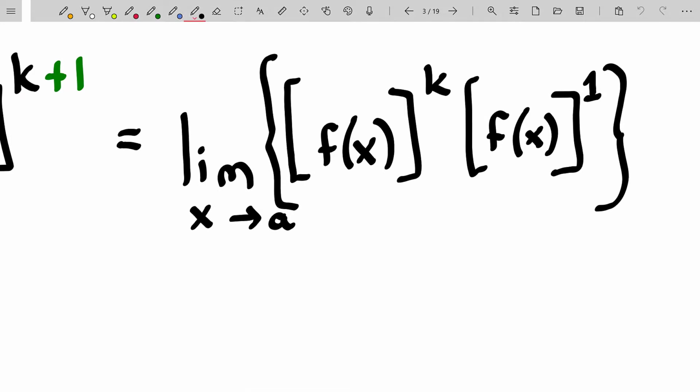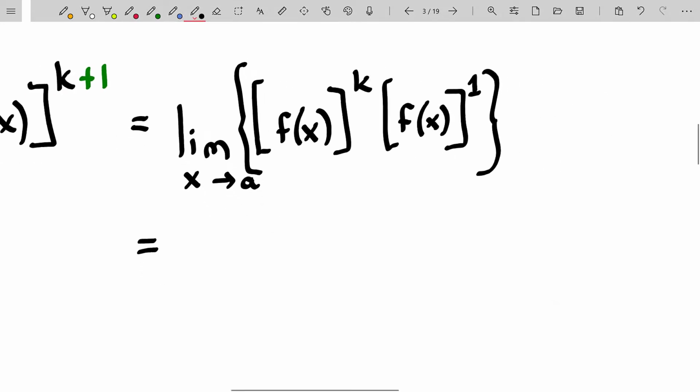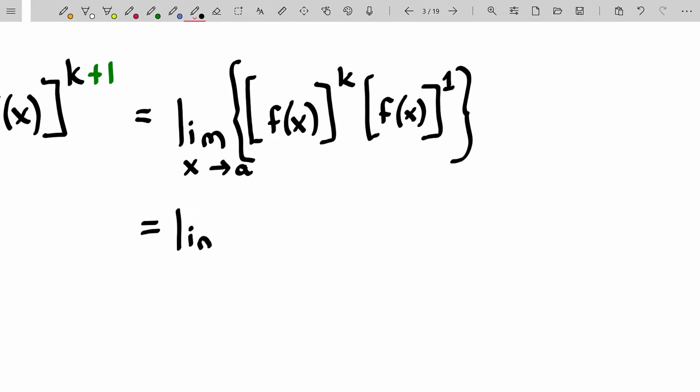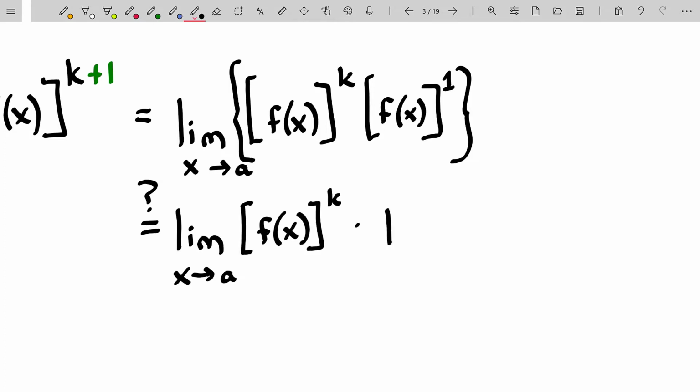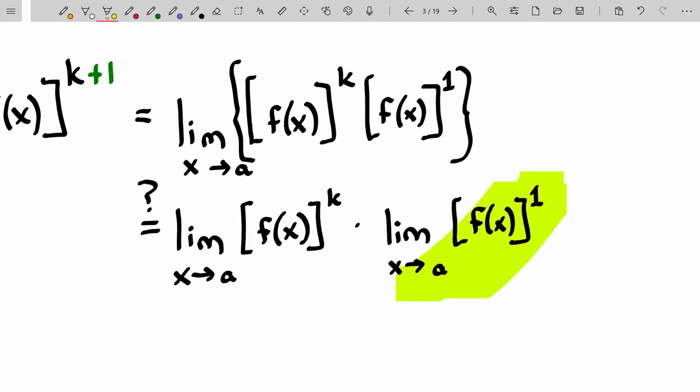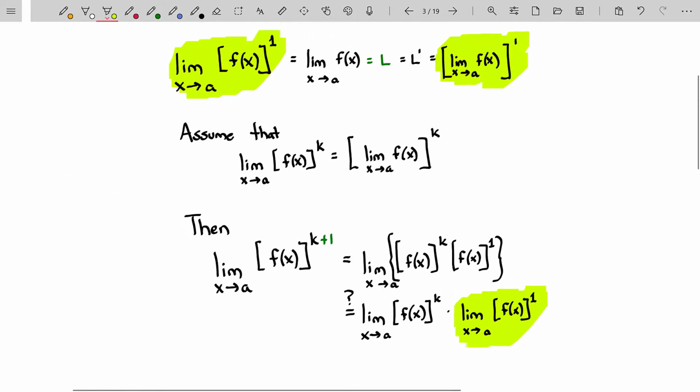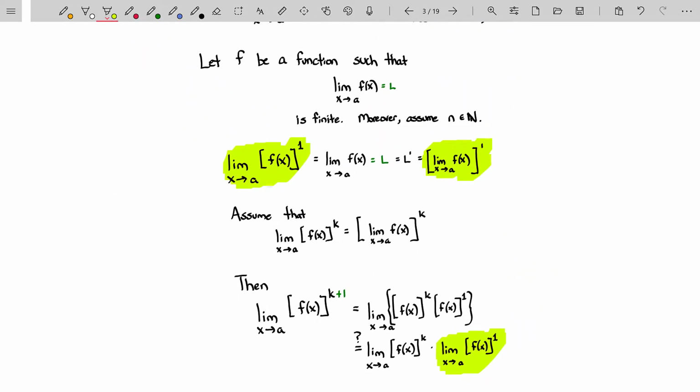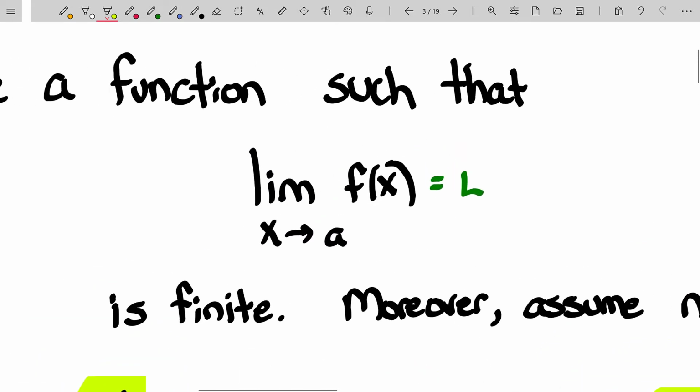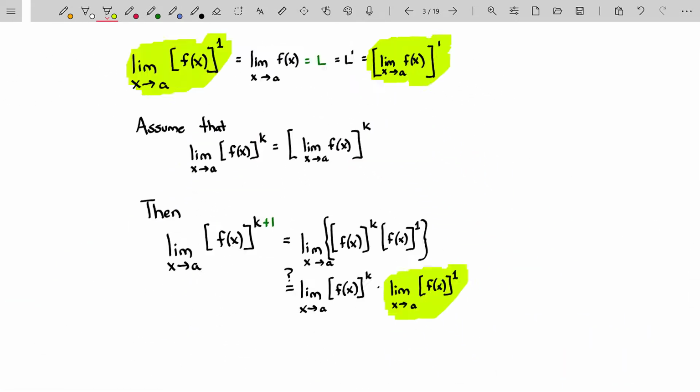And this is going to be often the thing that you have to do in calculus: you have to hope that you can break things apart. So let's go ahead and hope. Is it the limit as x approaches a of f of x to the k times the limit as x approaches a of f of x to the first? Well, the limit as x approaches a of f of x to the first is what we originally were handed. That is finite. We were allowed to assume that that is a finite number L. So that is okay that we broke that apart.